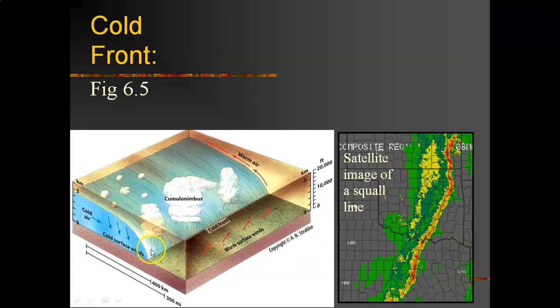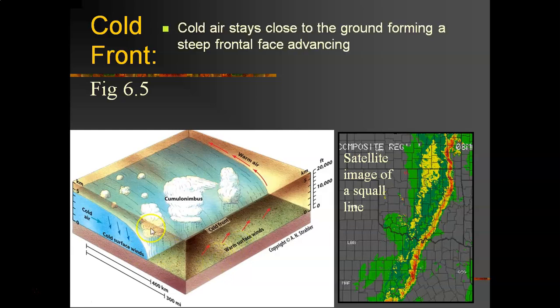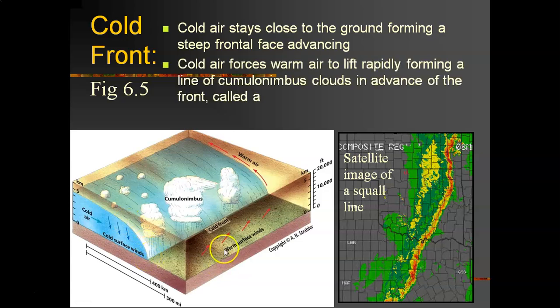Let's take a look at the details of a cold front. We've got kind of a block diagram showing cold air advancing into warm air. All right, cold air is dense, so it stays close to the ground as it's advancing from Canada. Now, as a result of the cold air advancing and staying close to the ground, you wind up with a frontal face that is pretty steep. That's going to cause the warm air in advance to be forced to rise along this cold frontal boundary rapidly. And it's a rapid uplift along this wall of cold air.